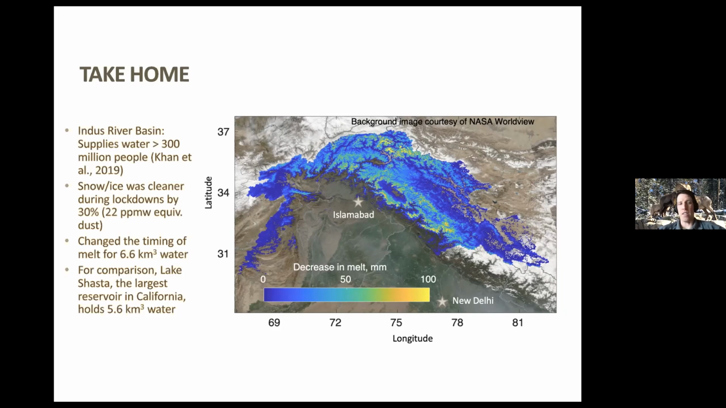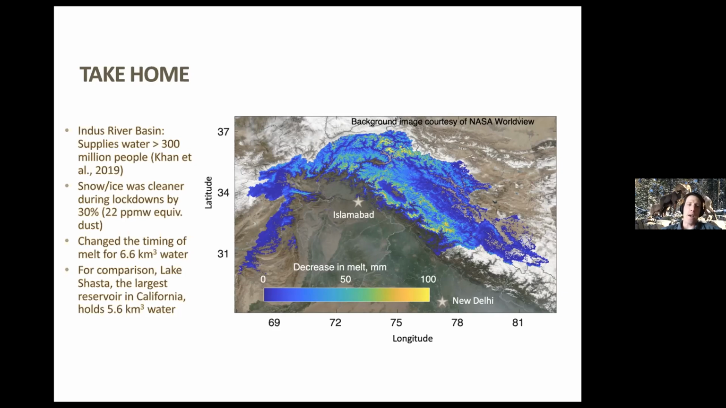So we actually found that the snow and ice was cleaner by about 30%, which is 22 parts per million by weight equivalent dust. And the reason why I say equivalent dust is because the pollutants are typically dust and black carbon. We can't tell the difference with the satellites, so we can use the dust as a proxy, assuming that it's the most prevalent pollutant.